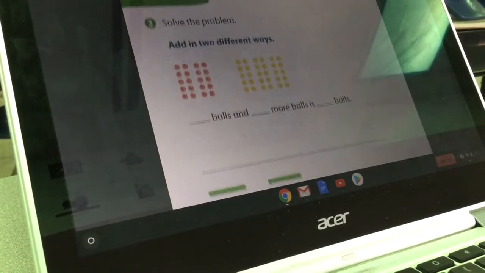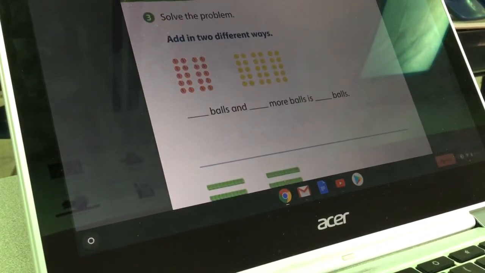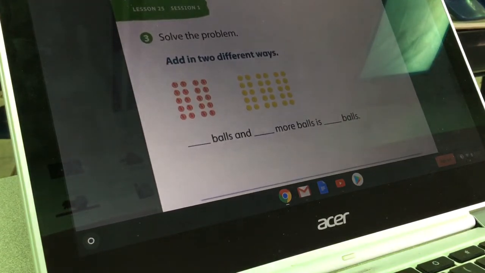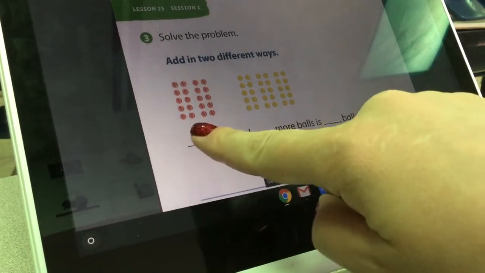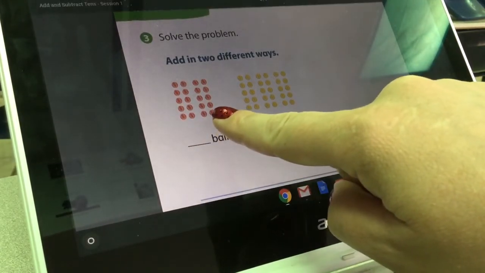Flip to the back side. And it says solve the problem, add in 2 different ways. So here's our first way. We're looking at groups of red balls and yellow balls again. Our first group is the red balls. But within this big group, we have some smaller groups. We see some groups of 10 right here. Here's a group of 10. Here's a group of 10.